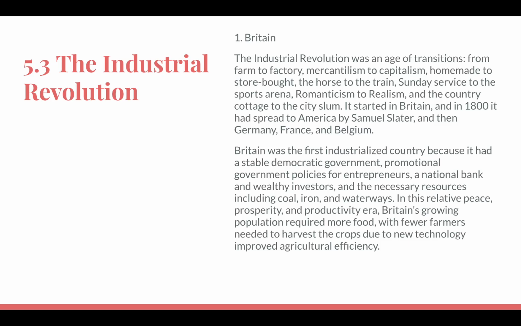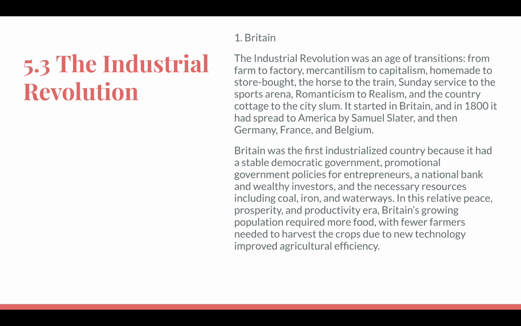The Industrial Revolution was an age of transition from farm to factory, mercantilism to capitalism, homemade to store-bought, the horse to the train, Sunday service to the sport arena, romanticism to realism, and the country cottage to city slum. It started in Britain, and in the 19th century it spread to America, and then to Germany, France, and Belgium.